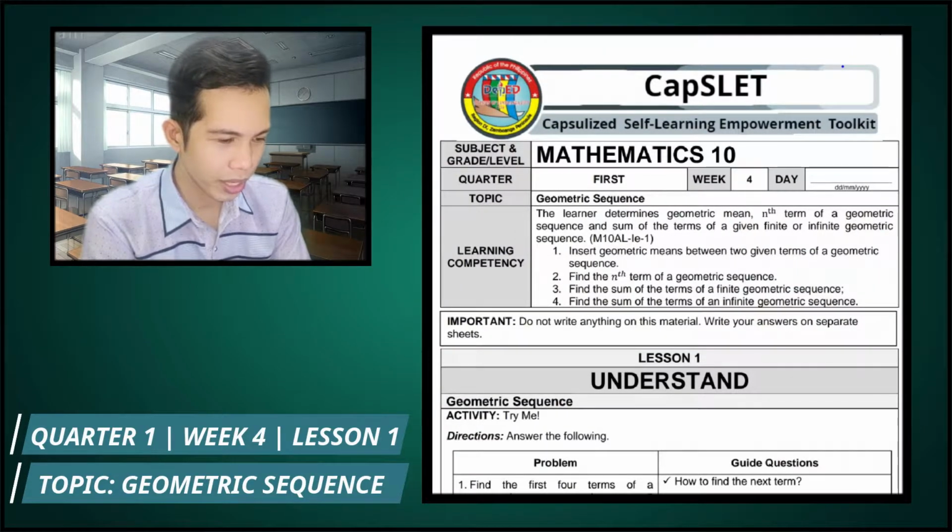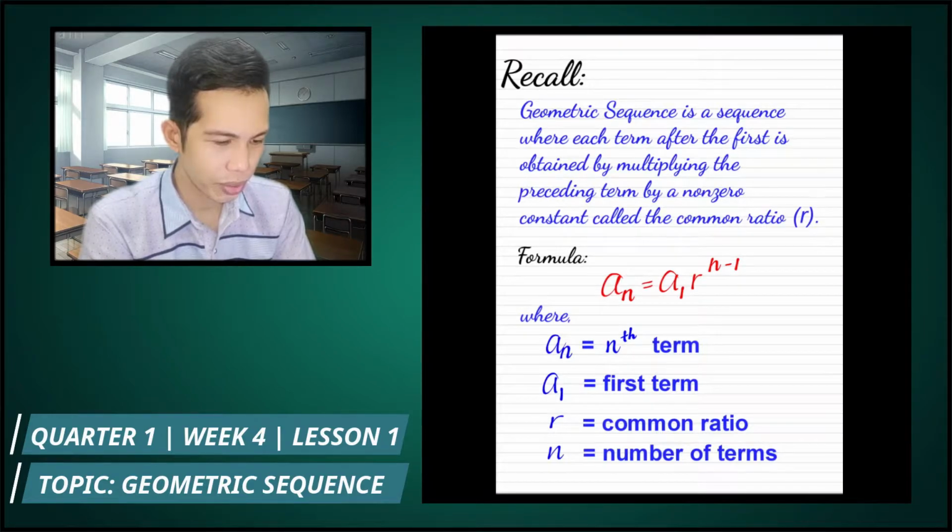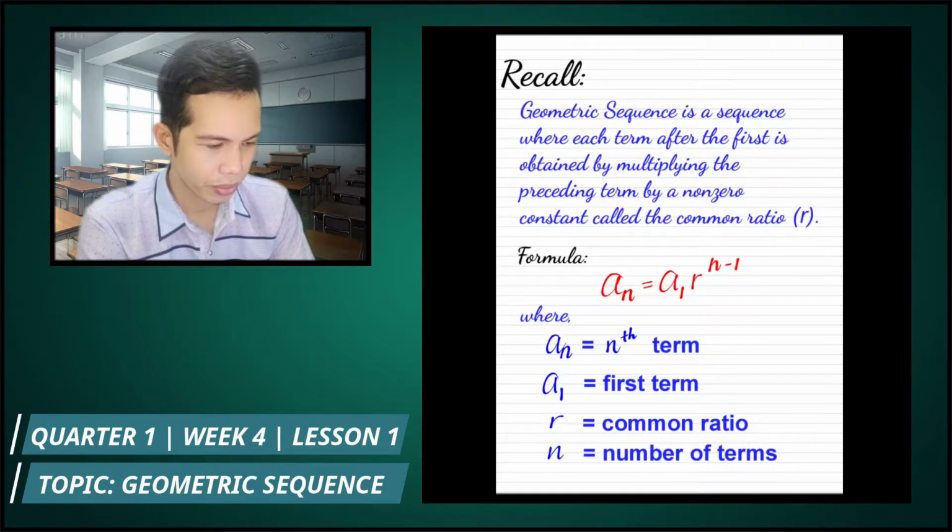Okay, so before we begin, let's have first a short recall. A geometric sequence is a sequence where each term after the first is obtained by multiplying the preceding term by a non-zero constant called the common ratio r. We have the formula a sub n is equal to a sub 1 times r raised to n minus 1, where a sub n is the nth term, a sub 1 is the first term, r is the common ratio, and n is the number of terms.